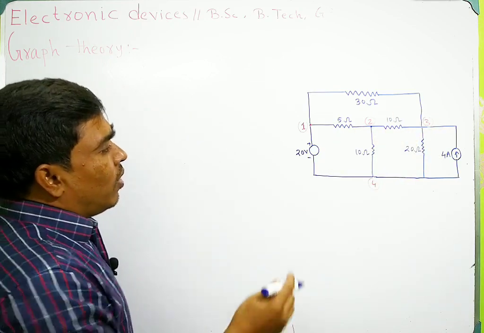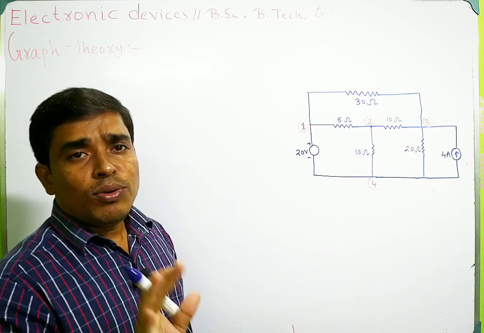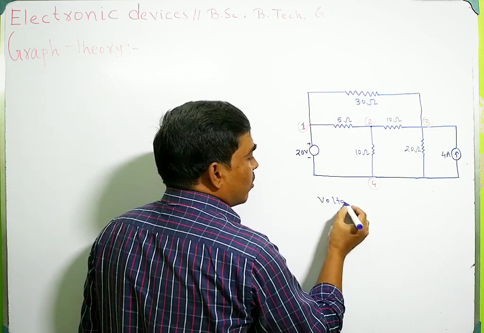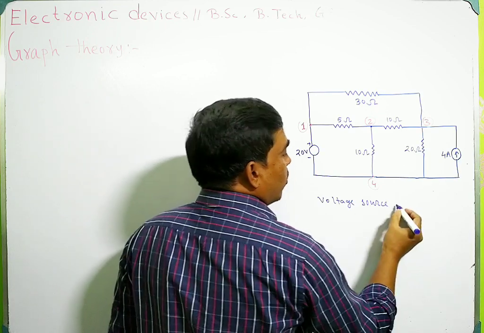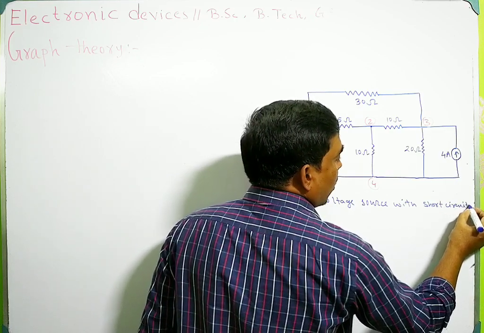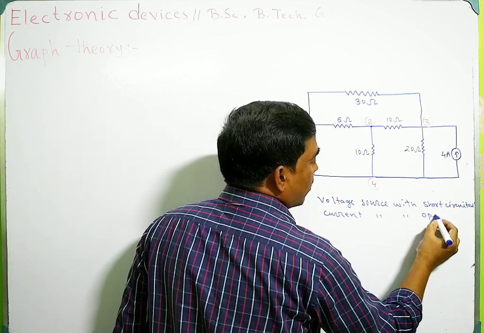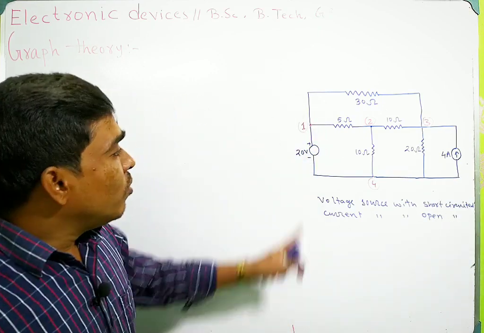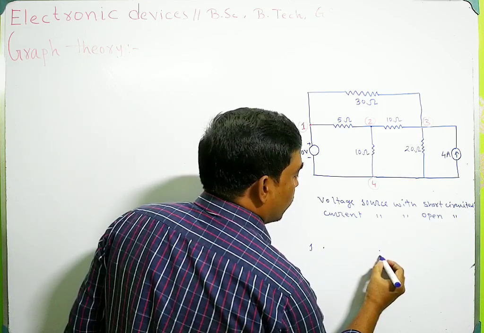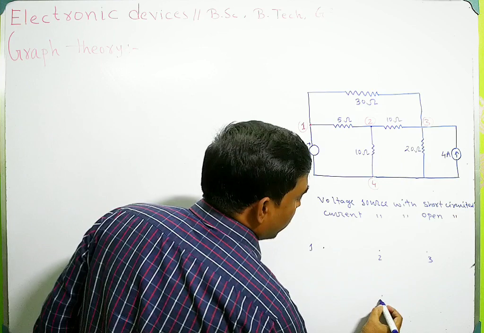Now any electrical network can be converted into its equivalent graph by replacing voltage source with short circuit and current source with open circuit. So this is node number 1, this is node number 2, and this is node number 3, and suppose this is node number 4.